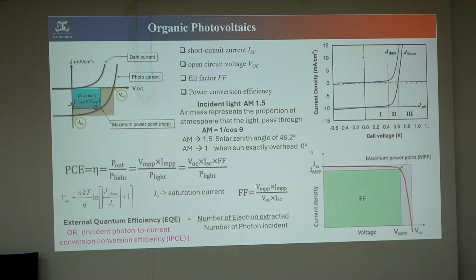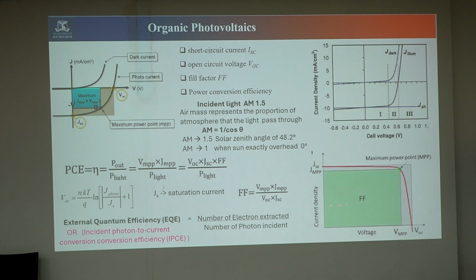You can say that the inner square is VMPP times JMPP, divided by the outer square, which is JSC times VOC. This is called your fill factor. If you multiply the fill factor, short circuit current JSC and VOC, that gives the power output we are getting. And the power of light input is the sun, one sun. What does one sun mean? It's called 1000 watt per meter square.